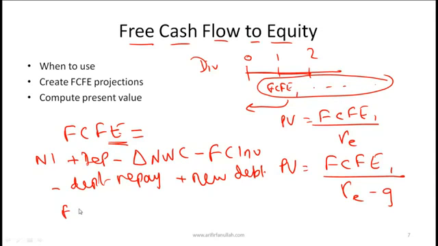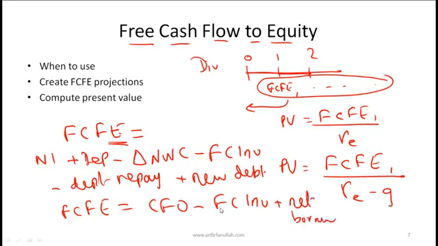A shorter way of calculating free cash flow to equity, if you have the cash flow from operations, is that it is simply equal to your cash flow from operations minus your fixed capital investments plus your net borrowing. So this should be a refresher for you, because you've already studied this in your financial reporting and analysis segment.